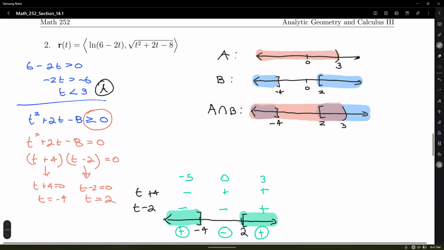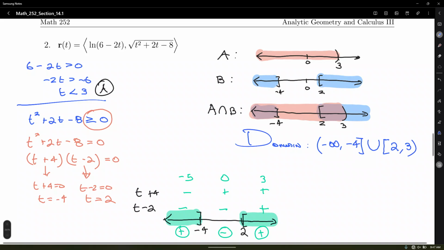That is, the domain, we're done with this one. Domain: -infinity to -4, bracket, union symbol, 2 to 3, including the 2, excluding the 3. All right? So that's the domain for this vector valued function.